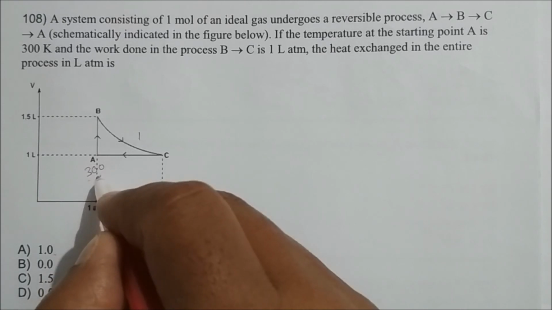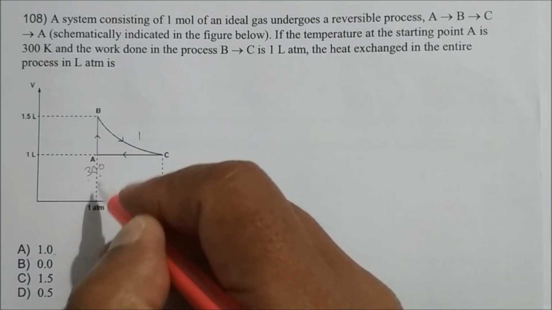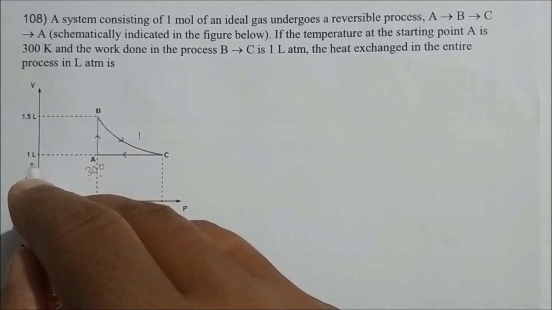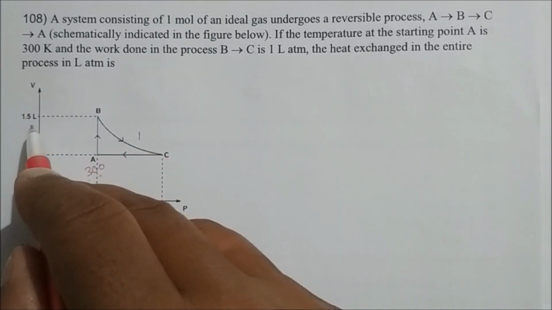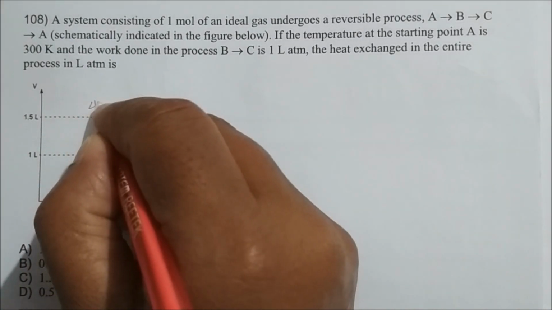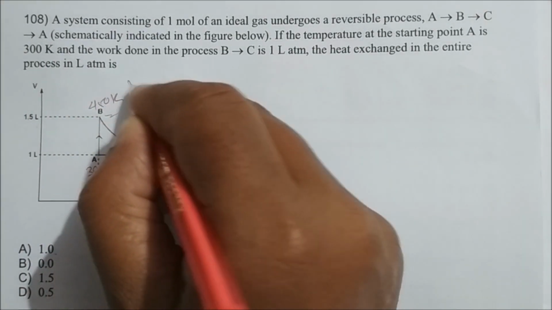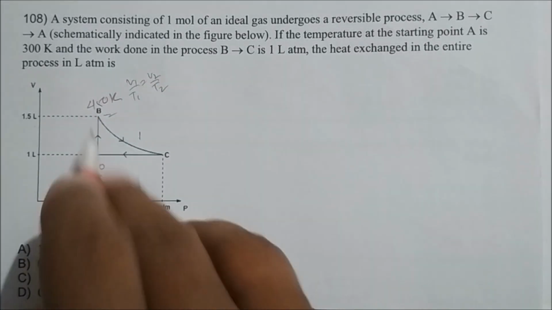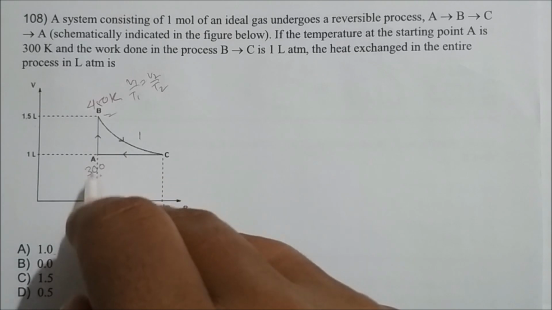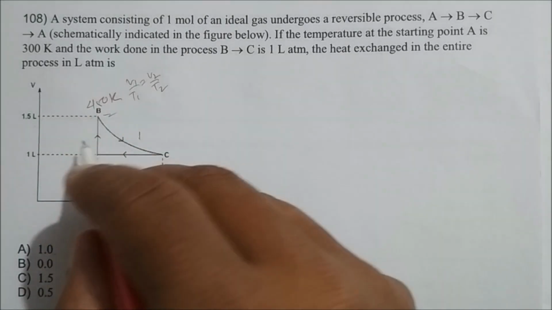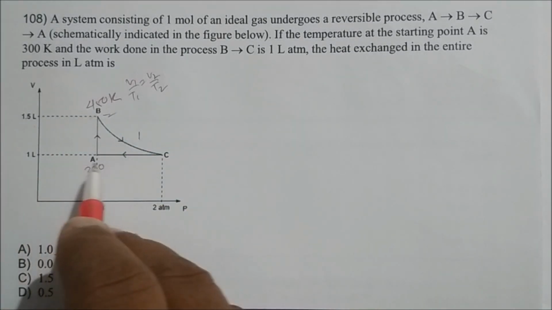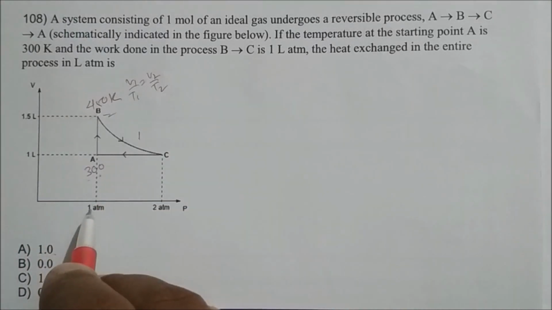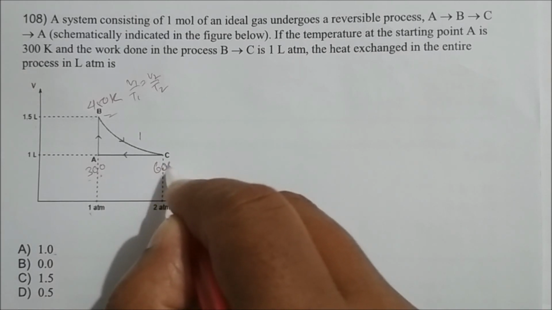If this is 300, we will use the principle that pressure is constant, so V is proportional to T. If V1 is this one with temperature 300, and V2 is 1.5, how much will it be? It will be 450 Kelvin. We can use V1 by T1 equal to V2 by T2, so 1.5 into 300 gives you 450. Now in this case you can apply Boyle's law for pressure and volume. If it is 1 and it is 2, definitely this becomes your 600 Kelvin.